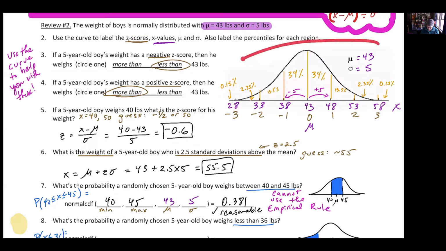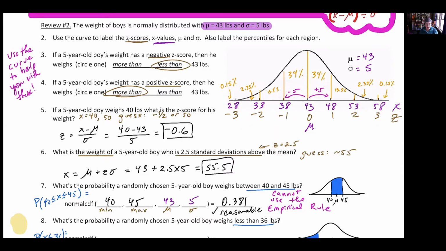I made the curve here, and remember that it starts out with the mean in the middle, and then going to the right, adding 1 standard deviation for each tick mark. The z-score down here tells us how far away that value is from the mean. The ones on the right are all positive z-scores, and the ones on the left are all negative z-scores. Positive means the value is above the mean, and a negative z-score means the value is below average, or below the mean.